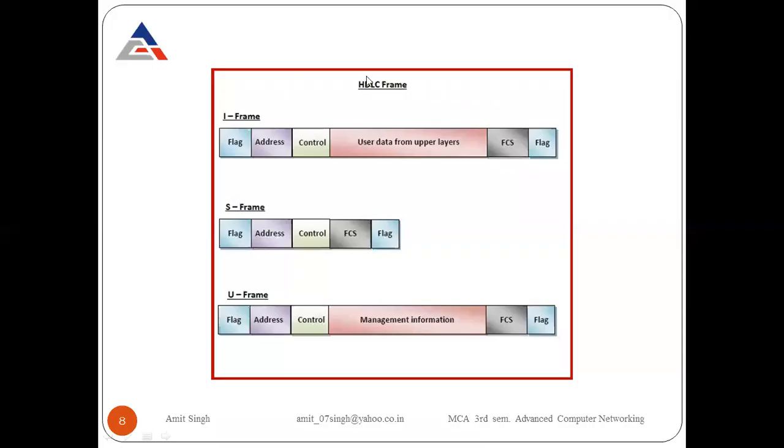As we discussed in the previous slide, we have three different types of frames: I frame, S frame, and U frame. I is the information frame, S is the supervisory frame, and U is the unnumbered frame. So these are the different segments that are there in the frame format of these frames. In the case of I frame, first we have a flag. One thing that you have to remember: every frame starts with a flag and ends with a flag. Second is the address, then control, then user data, then FCS, frame check sequence, then flag.